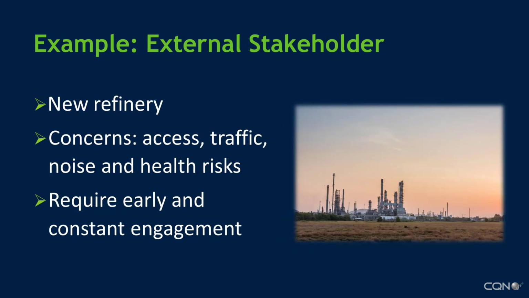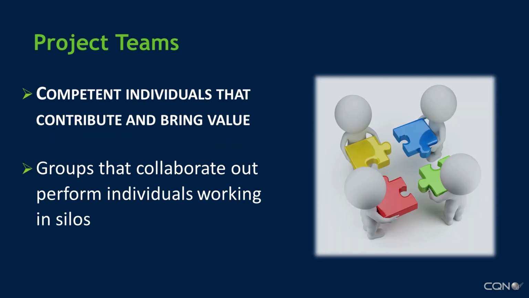An example of an external stakeholder. Farmland has been rezoned for industrial development, and a refinery has been approved for construction on those lands. The owners of the neighboring farms have concerns about access, construction noise, and potential health risks of the running facility. These stakeholders require early and ongoing engagement through the project's life cycle.